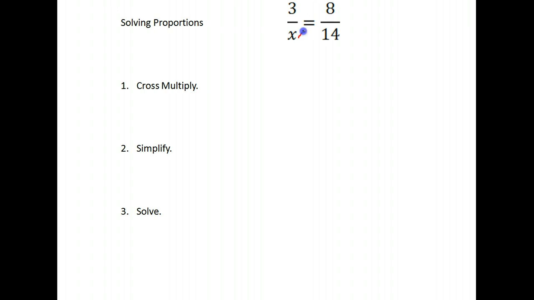Remember, cross multiplying means to multiply the top of one side times the bottom of the other. So bottom of one side times the top of the other. That's cross multiplying. Very important is that you leave that equal sign right in the middle and write your multiplication on each side. So on this side I had an 8 times an x, and on this side a 3 times a 14. That was the bottom of one side times the top of the other.